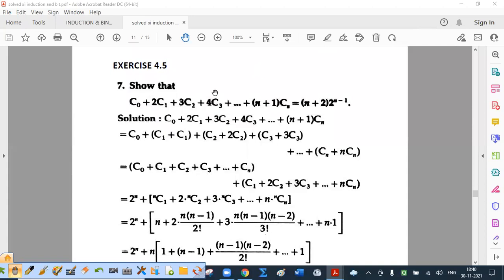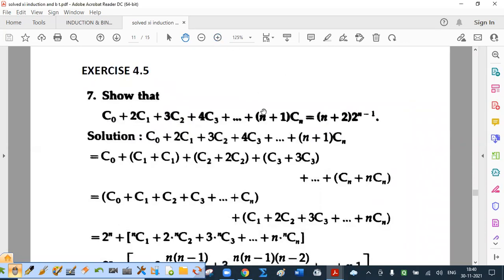Now this is an important and interesting sum. Seventh one, show that C0 plus 2C1 plus 3C2 plus 4C3 up to (n plus 1)Cn is (n plus 2) into 2 raised to n minus 1. Just listen to me, but please do write the solution after the lecture. Now, C0 plus 2C1 plus 3C2 up to this can be written as what? C0 as it is. Twice C1 is C1 plus C1. Thrice C2 is C2 plus twice C2. 4C3 is C3 plus 3C3. And (n plus 1)Cn is Cn plus nCn.